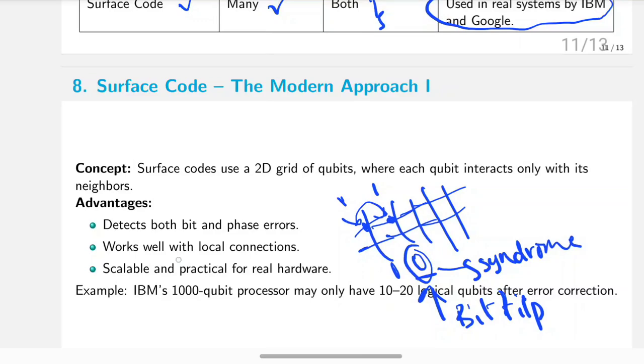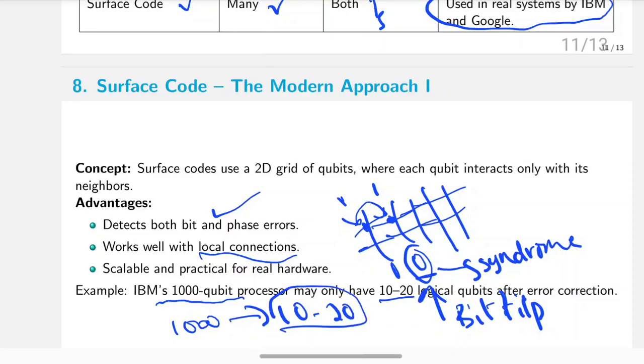This works on both bit flip and phase flip errors, so it is easier to implement on superconducting circuit hardware and works well with local connections. That you need to remember. Here an IBM 1000-qubit processor is used. 1000 physical qubits are used to protect only 10 to 20 logical qubits. Just think of how many qubits we require to build one logical qubit. So logical qubits are much more reliable than physical qubits. That you need to remember.